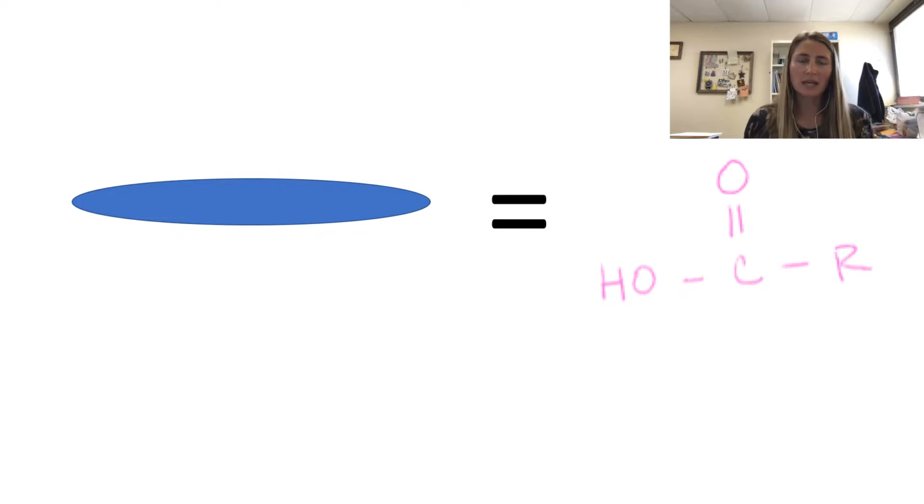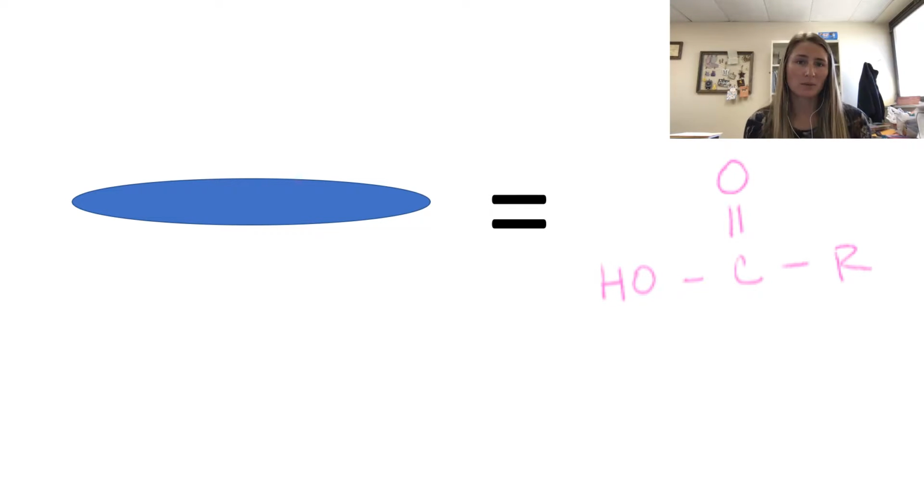The confusion came in discussing the fatty acids, or those individual blue ovals. In simplest form, fatty acids are what you see in pink there: a carbon bound to an oxygen through a double bond, and then bound to a hydroxyl group through a single bond, and an R group through another single bond. That CO and OH, that is called a carboxyl.